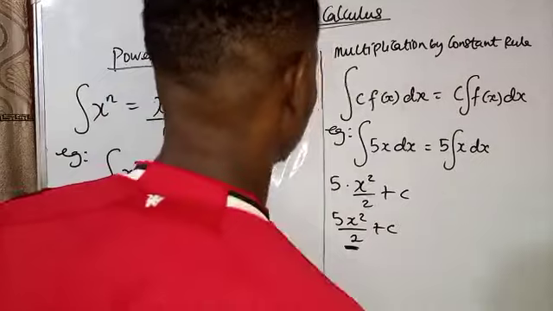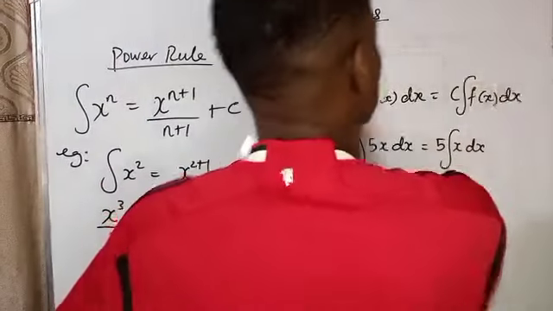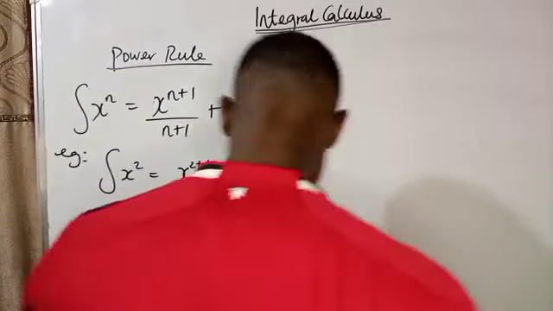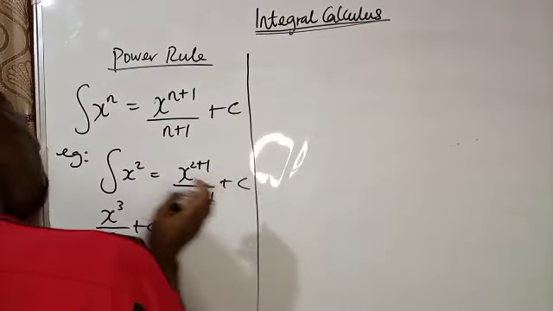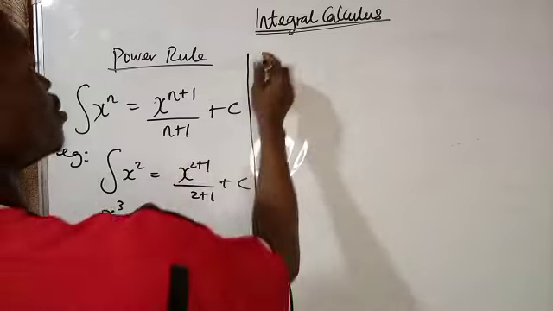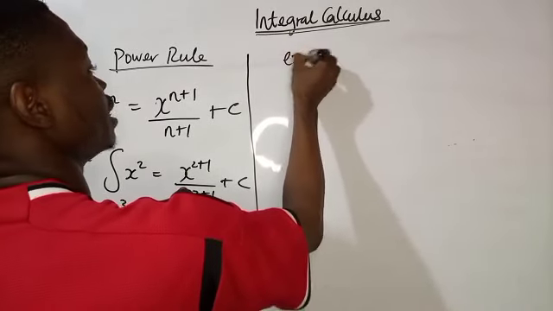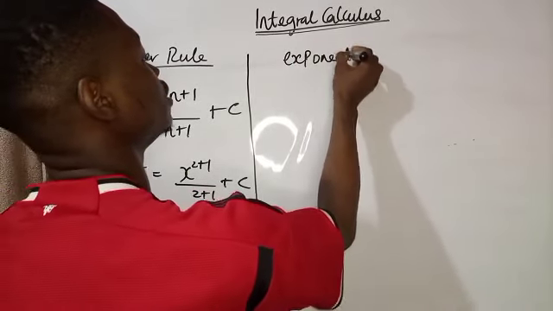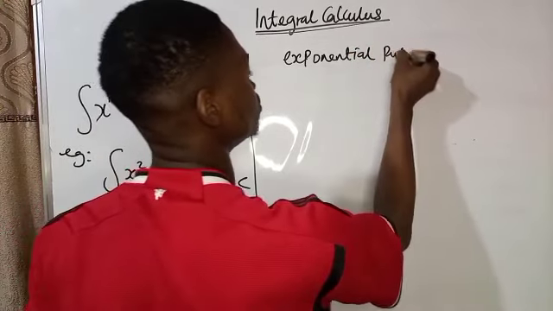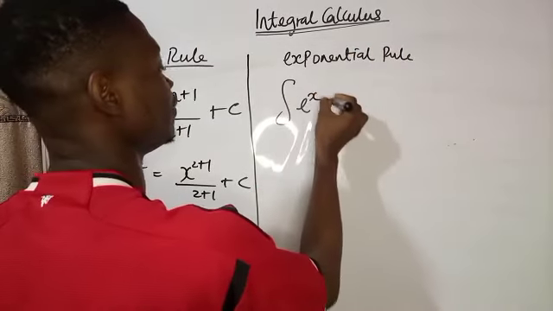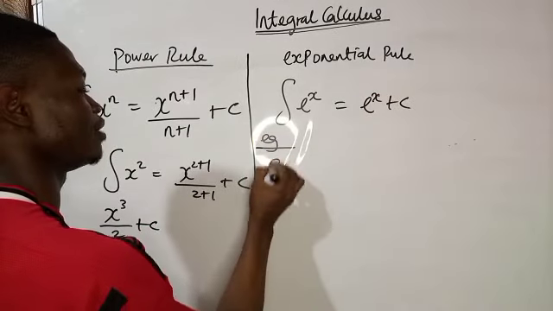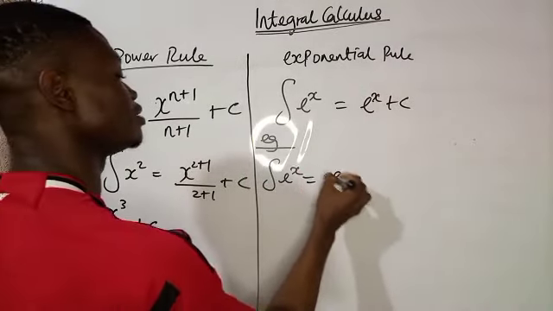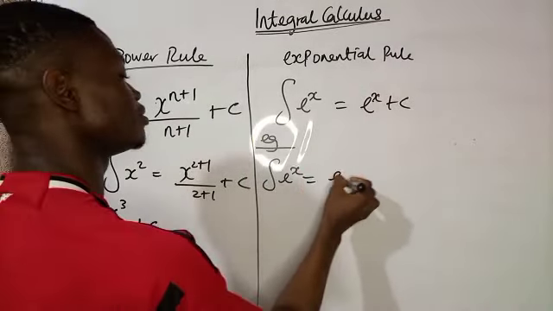Another rule is the exponential rule. If you have the integral of e raised to the power of x, it is equal to e raised to the power of x plus an arbitrary constant. For example, the integral of e to the x is equal to e to the x plus an arbitrary constant.